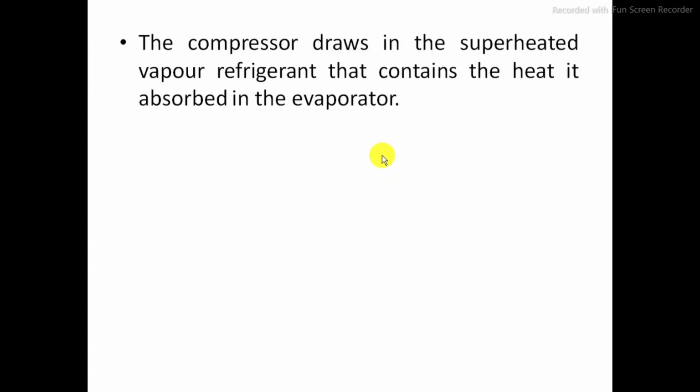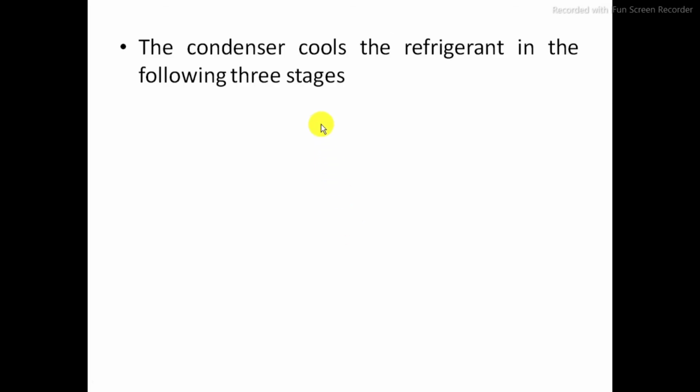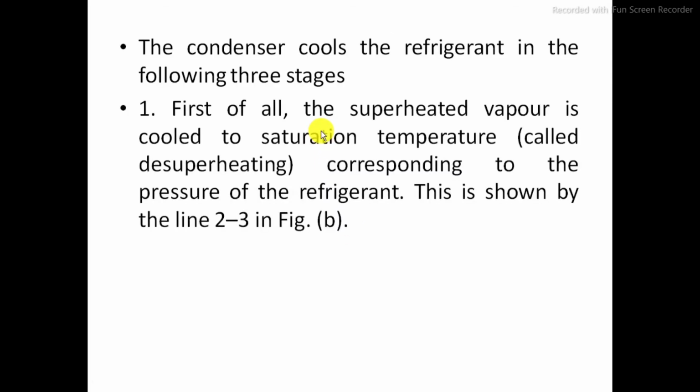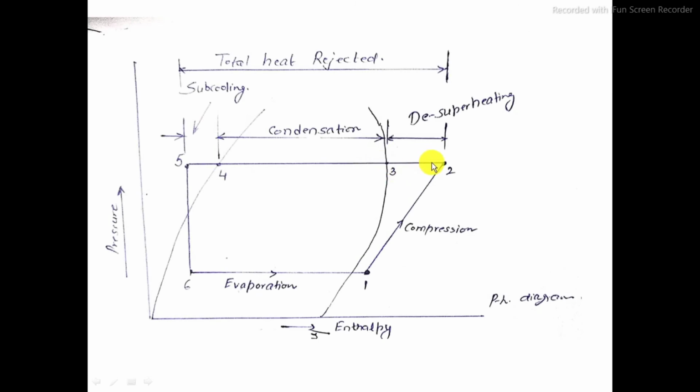The compressor draws in the superheated vapor refrigerant that contains the heat it absorbed in the evaporator. The compressor adds more heat to the superheated vapor. This highly superheated vapor from the compressor is pumped to the condenser through the discharge line. The condenser cools the refrigerant in the following three stages as we have discussed. First of all, the superheated vapor is cooled to the saturation temperature corresponding to the pressure of the refrigerant, called desuperheating, as shown by line 2 to 3.